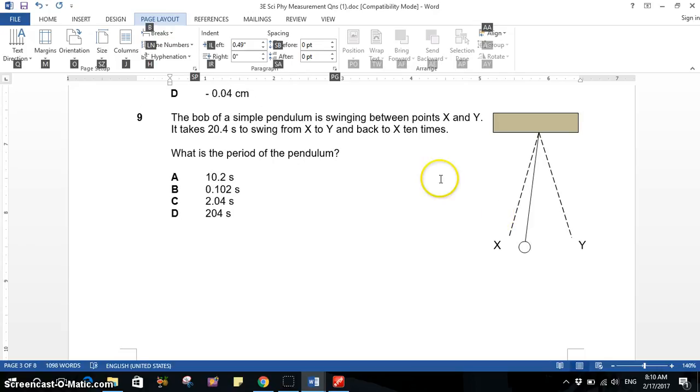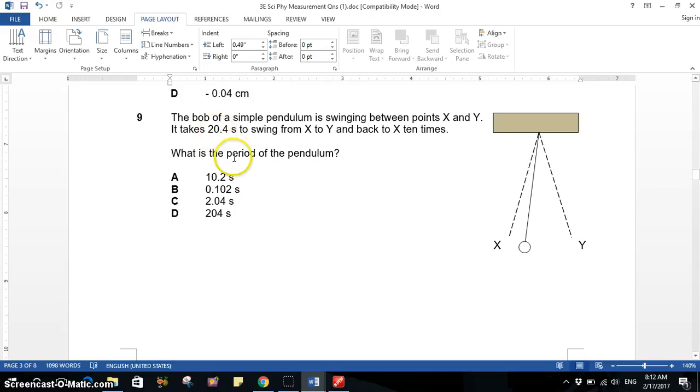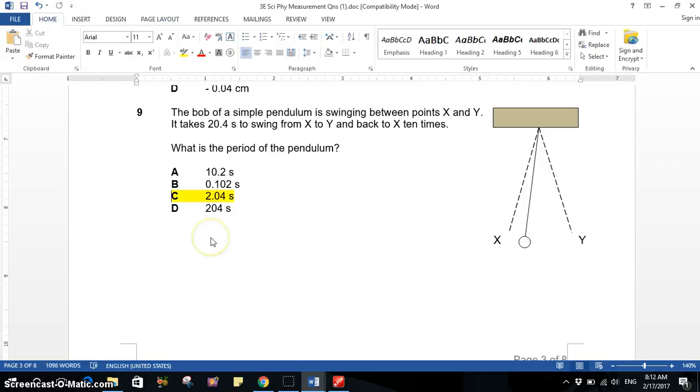In this question, they tell you that it takes 20.4 seconds to swing from X to Y and back to X 10 times. X to Y and back to X implies one oscillation. So this means that the time taken for 10 oscillations is 20.4. To find one oscillation, which is the period of the pendulum, we take 20.4 divided by 10, which gives us 2.04 seconds. So answer is C.